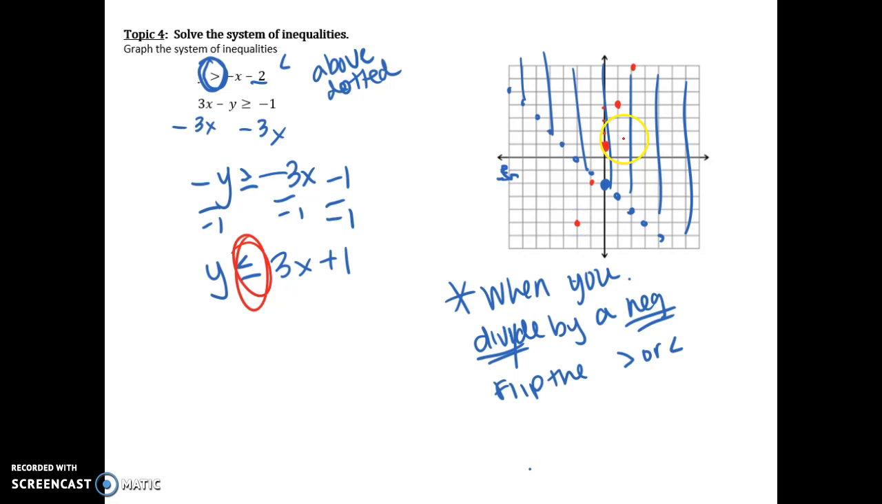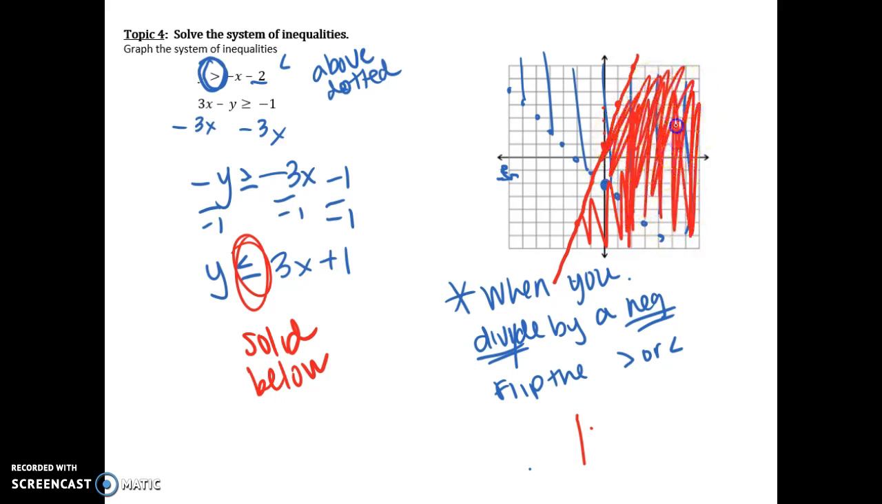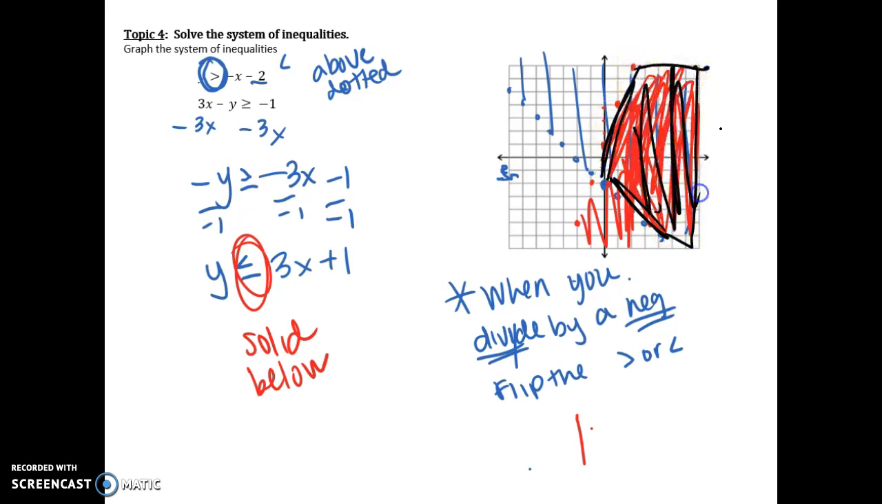When we're doing this one, we don't really care about where the graphs cross. We care about where the shaded parts overlap. So this is less than or equal to, which means it's going to be a solid line. And less than, so I'm shading below. So the part where the two shaded regions overlap is this region. That's technically my answer. A lot of times on the multiple choice questions you see, it'll just have this part boxed. It won't have shading here or here.